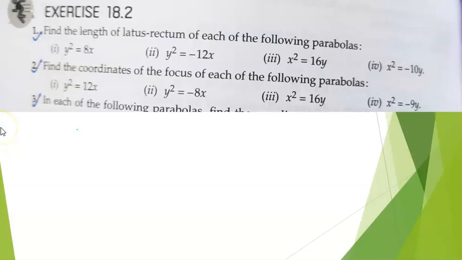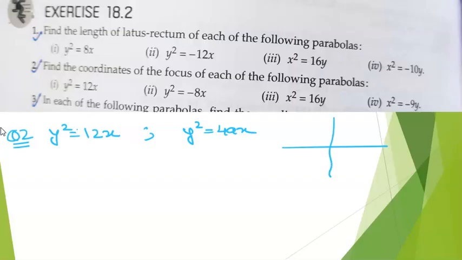Okay, see question number 2 now. Question number 2 says, find the coordinates of the focus of each of the following parabolas. So y square is equal to 12x. First, what kind of a parabola it is, we can compare with y square is equal to 4ax. Okay, so it is a right hand parabola, students.